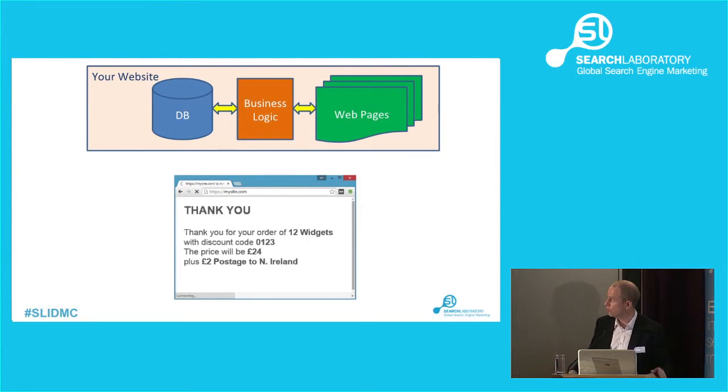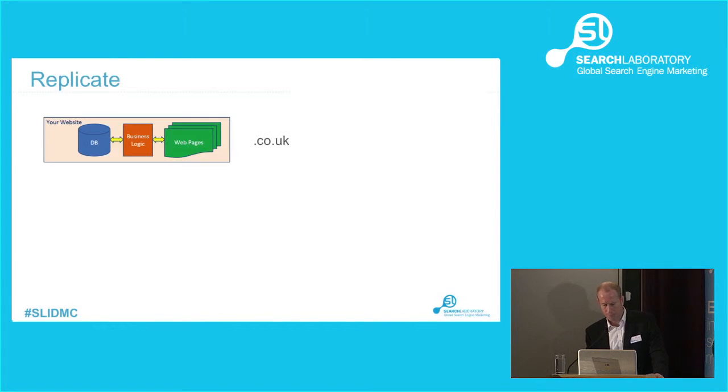So this is the sort of page that would then be generated. This is the thank you page from your website. And you can see that it says thank you for your order of 12 widgets with a discount code of 0123. The price will be £24 plus £2 postage to Northern Ireland. So I've put a deliberately complex sentence in there that's made up of different bits that are coming out of different areas of that business logic flow and database. It's quite complex stuff when you put it all together. Imagine translating that.